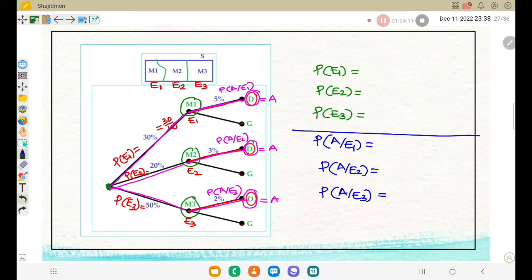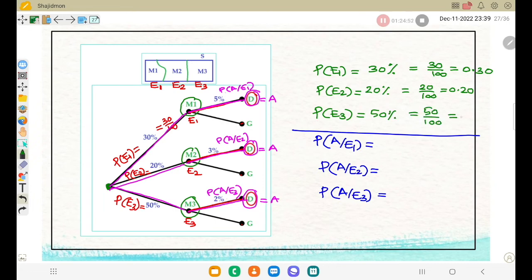Okay, what is the probability of E1 first? Probability of E1, 30%, correct? 30%, probability of machine 1 production, 30% of production. That means 30 divided by 100. If you are changing percentage to number, divide by 100. You will get 0.30. Same like probability of E2, machine 2 production probability, the 20% it is, that means 20 divided by 100, 0.20. E3, 50%, correct? That means 50 divided by 100, that means 0.50.